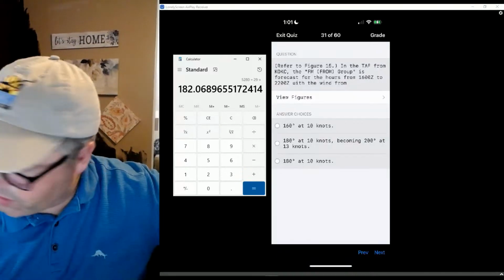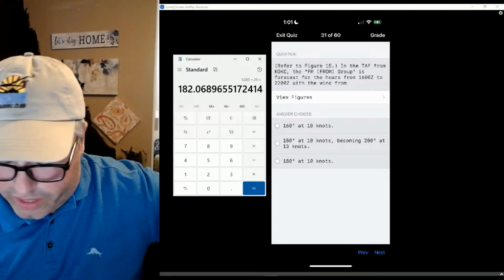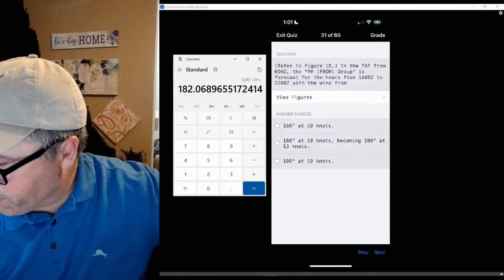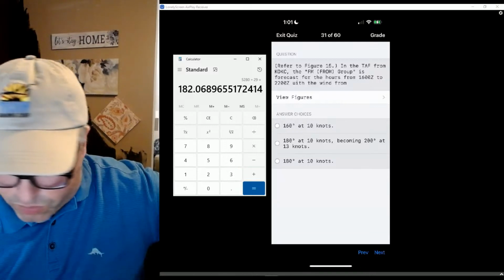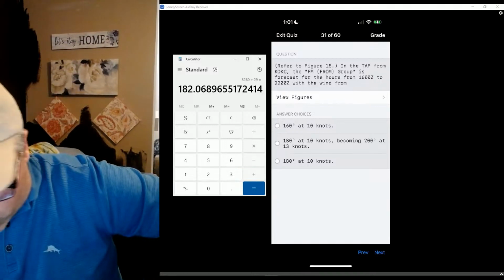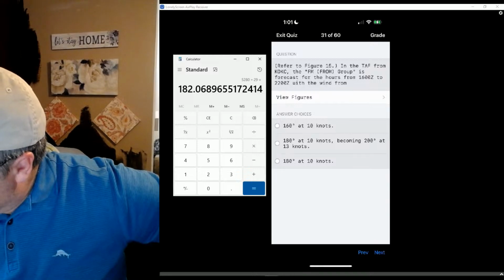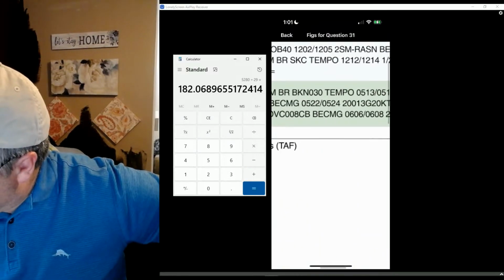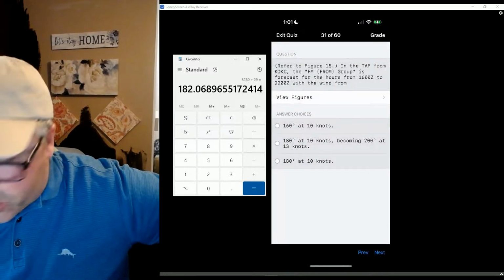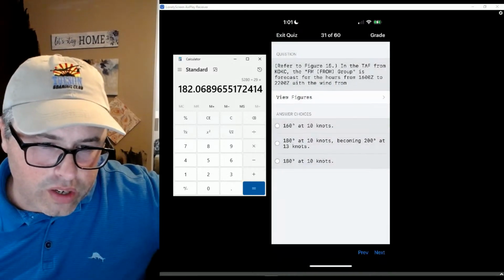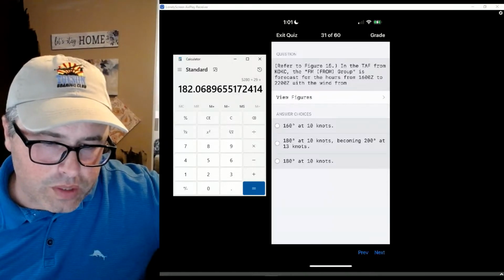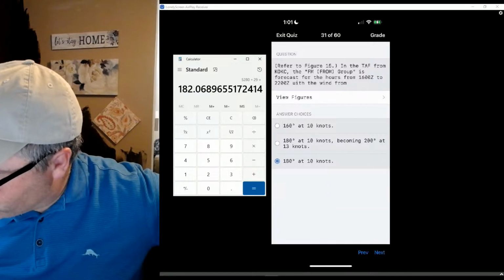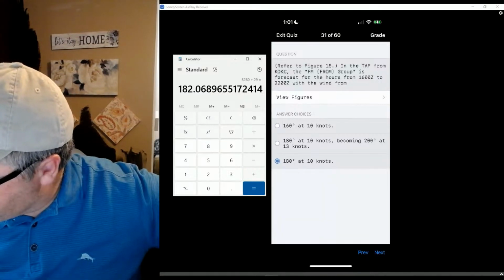So 160 at 10 knots? No, we said 180 at 10 knots. That's what we read. Becoming? No, that's outside the time that we cared about. Wait a minute, 2200? Yeah, right, and then 180 at 10. Let me look one more time, just going to second guess myself. Becoming at 2200, nope, that's outside the range they're asking for. 180 at 10. Only answer the question they asked. It's very common with these things.